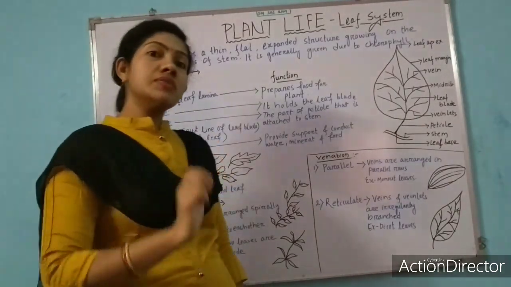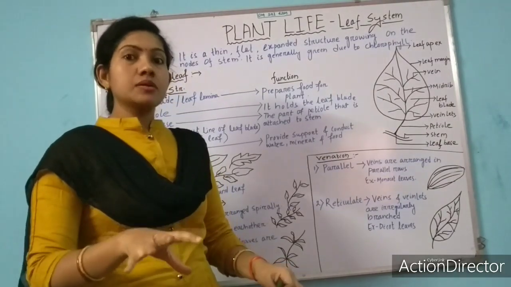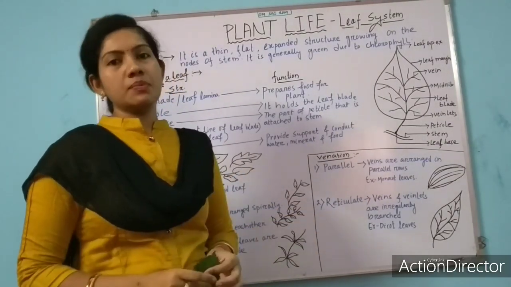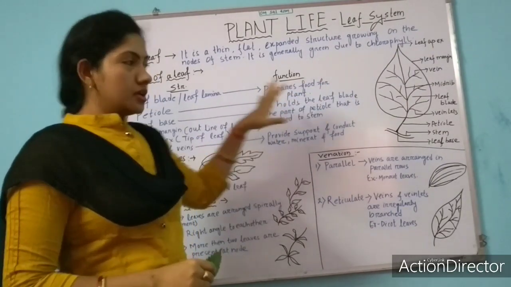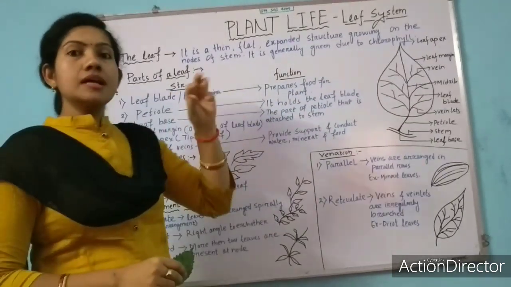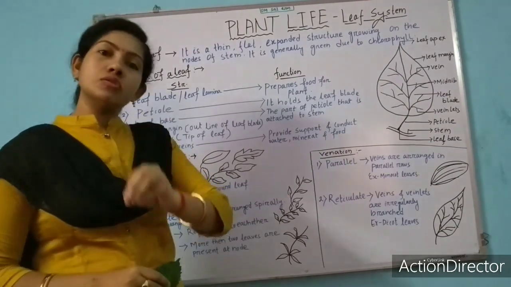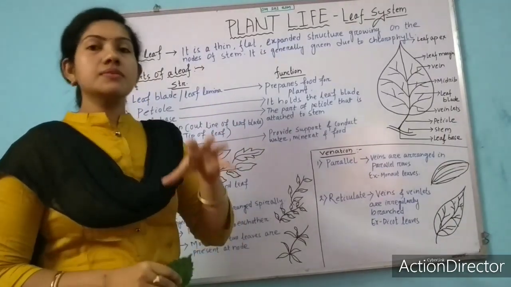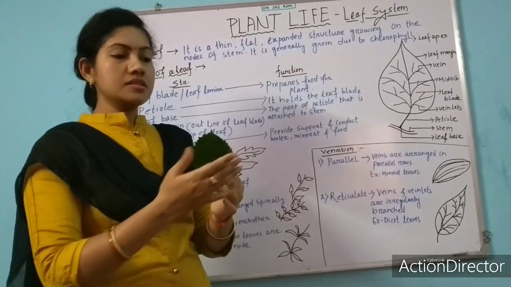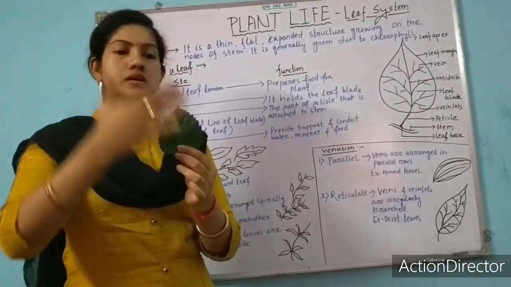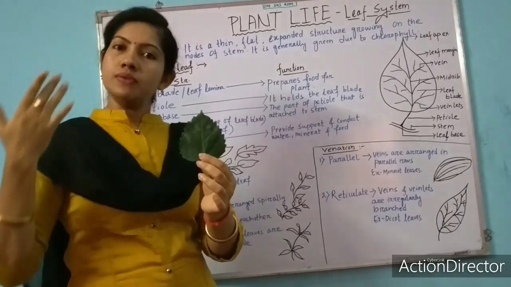So what may be the function of the leaf blade? It produces food for the plant. Function: prepares food for the plant. The first part of leaf is leaf blade, or we can also call it leaf lamina. The function of leaf blade is to prepare food for the plant. This is the leaf blade, the full expanded part of the leaf.